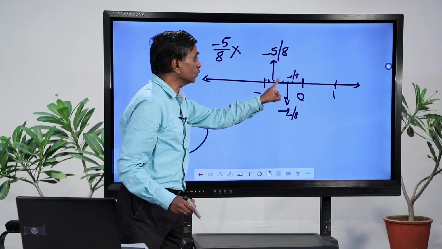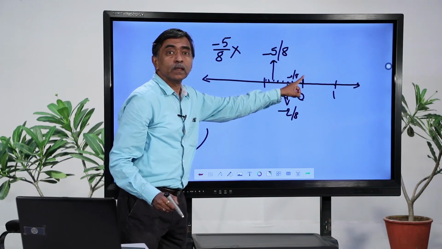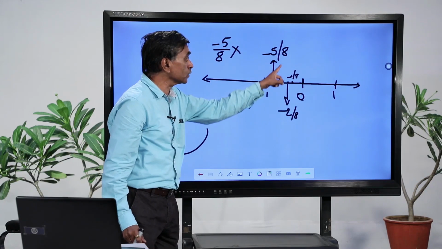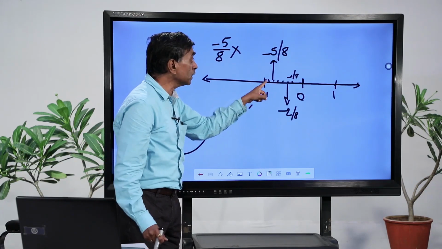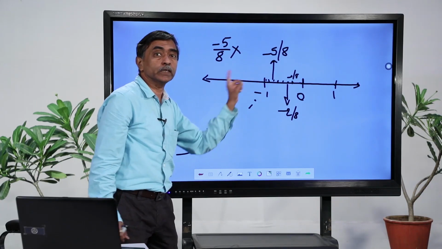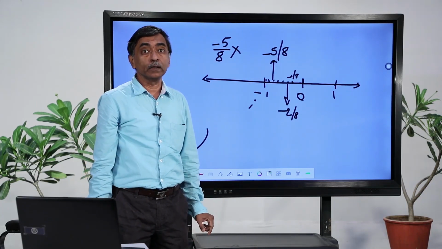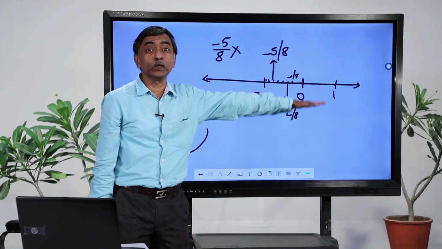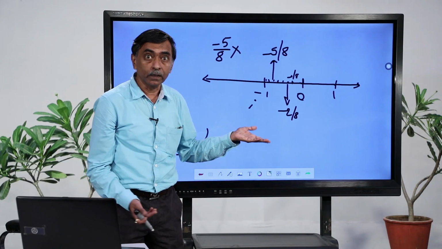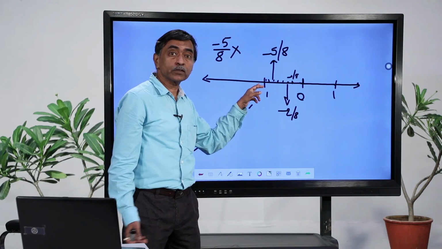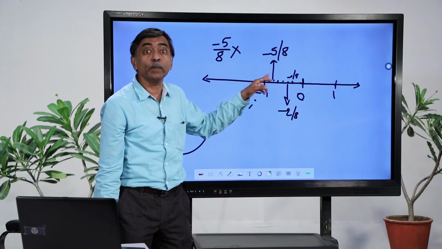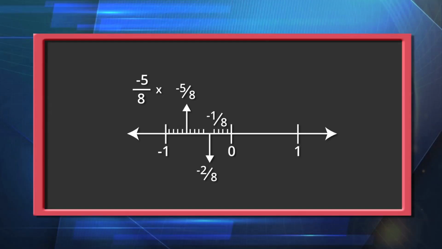You have to take 1, 2, 3, 4, 5 jumps from this to this, this to this, this to this. How many jumps to reach minus 1? You need 1, 2 and 3 jumps to reach minus 1. So 5 jumps to reach 0 and 3 jumps to reach minus 1, which is the shortest one. You will find that reaching minus 1 will be shortest, means minus 1 is the nearest integer to minus 5 by 8. So this is what we have decided now.